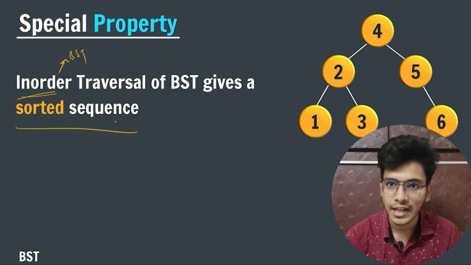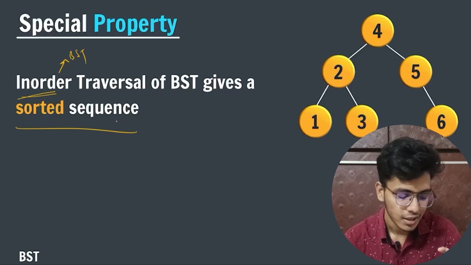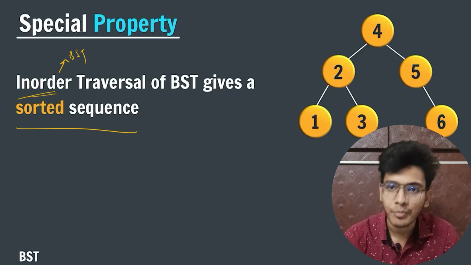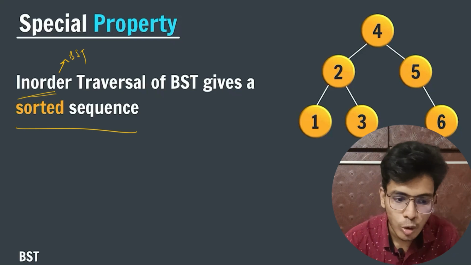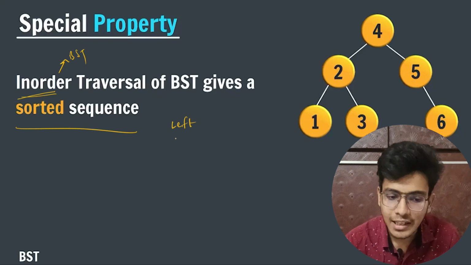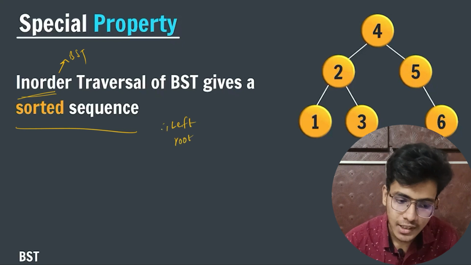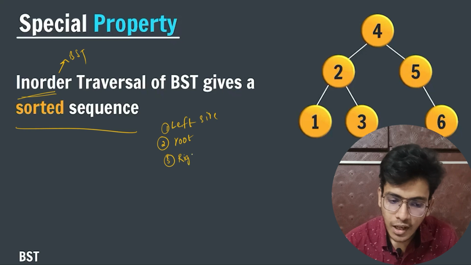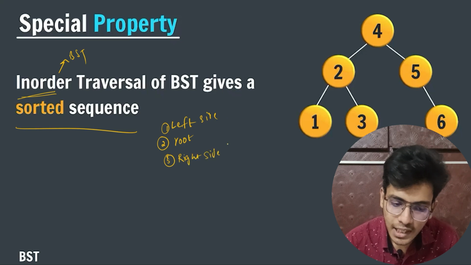And what is in order traversal? If you remember, there are different rules for different traversals, right? The in order traversal says: go to the left element. After it, print the root value. This is the first part, go to the left side. After it, second, print the root element, and the third is to go to its right side. These are the three steps.